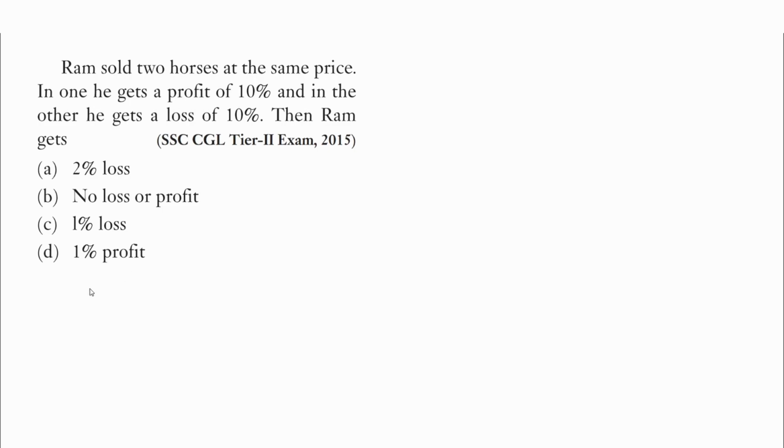Ram sold two horses at the same price. One he gets a profit of 10% and the other he gets a loss of 10%. So 100, profit of 10%, 100, loss of 10%, total cost price is 200, total selling price is also 200. So there's no profit or no loss, zero. So let's see why that's wrong.